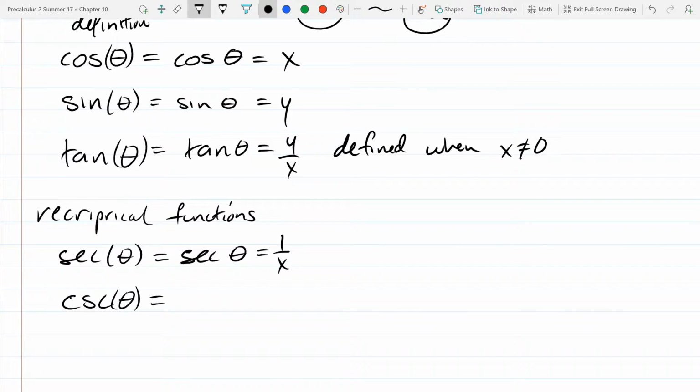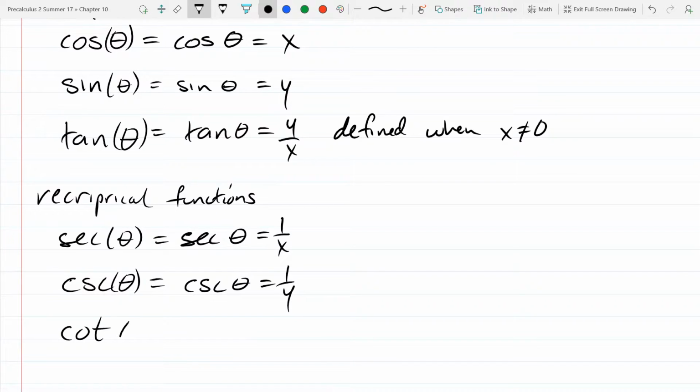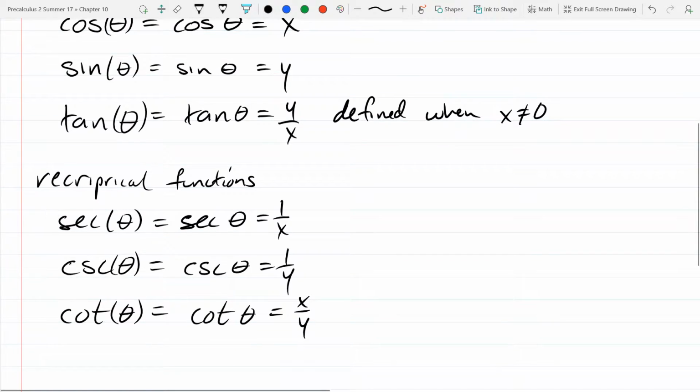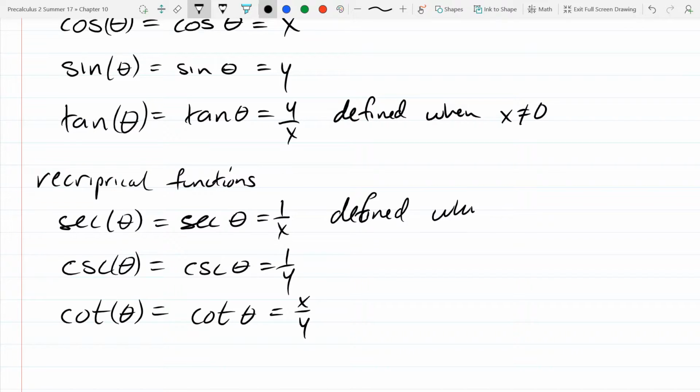Cosecant of theta. Cosecant theta, this is the reciprocal of y. And then cotangent of theta, we're just going to write as cot theta, is going to be x over y. And of course, you'll be careful, all three of these are defined when x is not 0, when y is not 0.